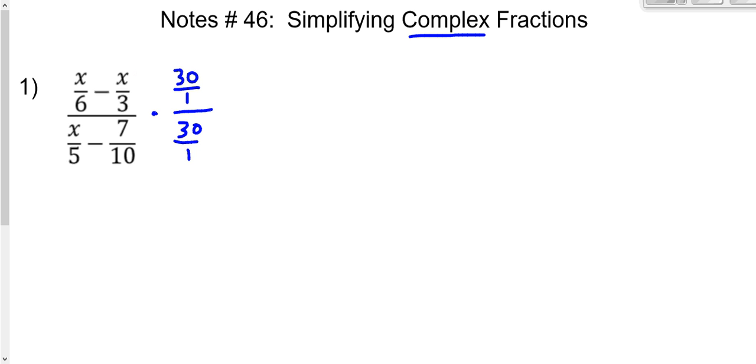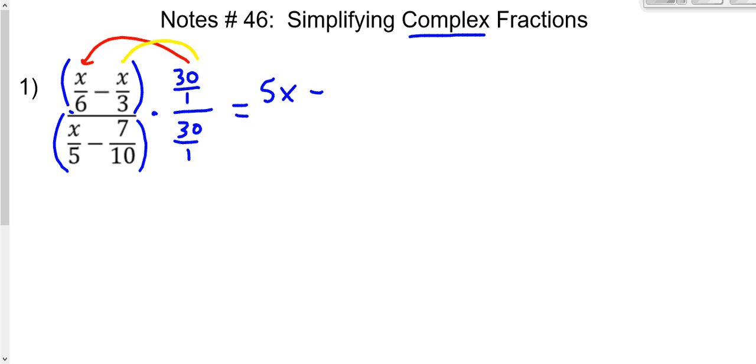Okay, so now what we're going to do is distribute the 30 from the top among both terms and distribute the 30 from the bottom among both terms. So what do we get? We get 30 times x over 6, and the 30 over 6 reduces to 5, so we get 5x minus, now we have 30 times x over 3, and the 30 over 3 reduces to 10, so we have 10x. Boom, no more fractions in the numerator.